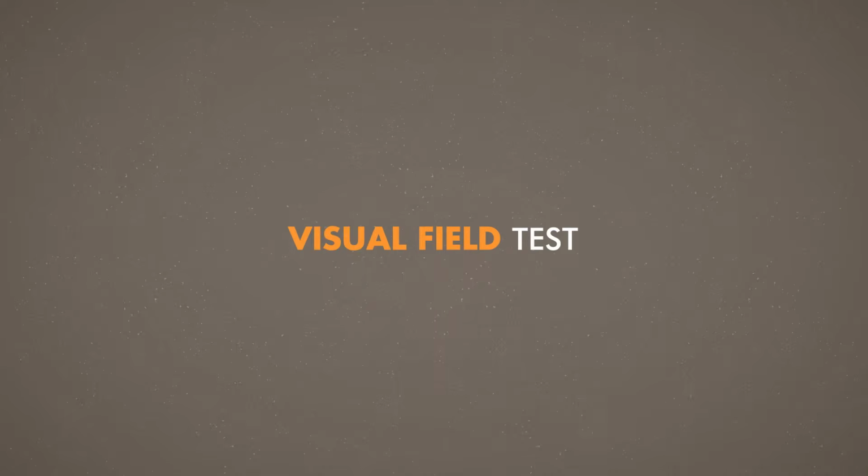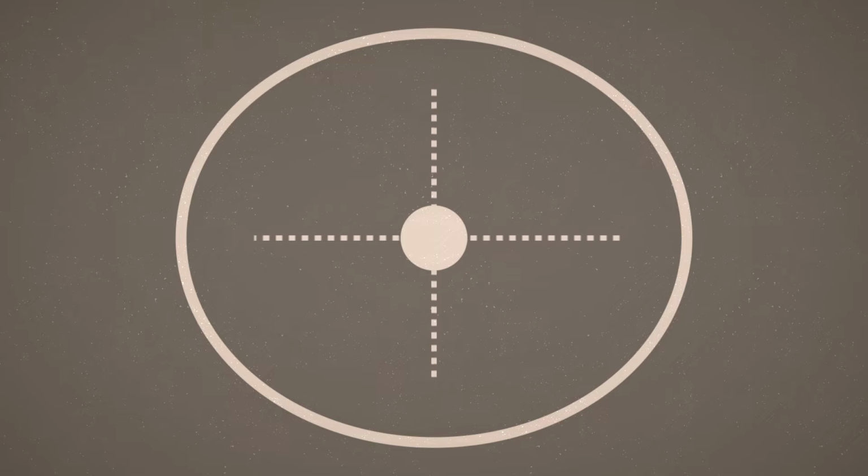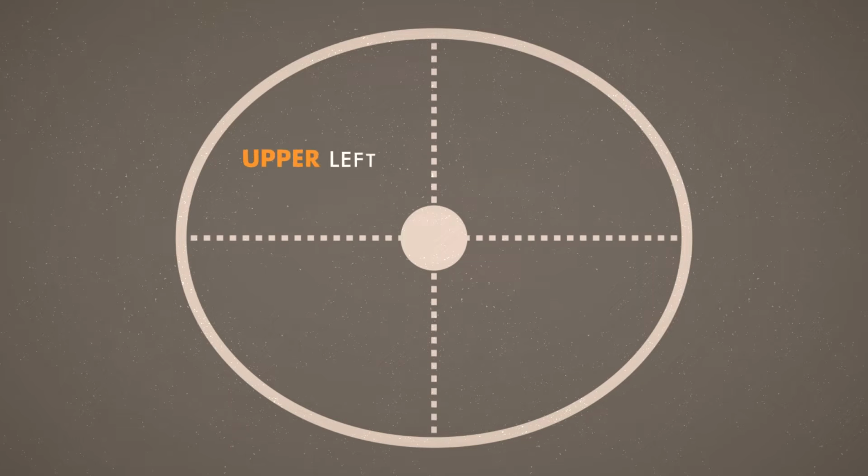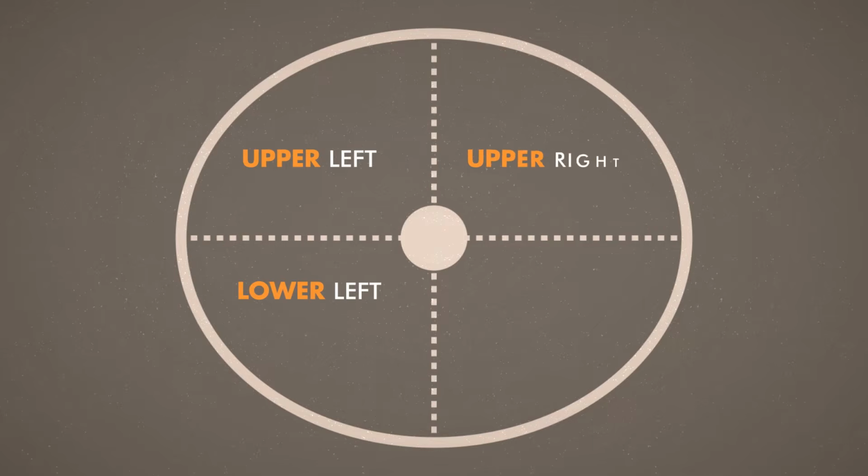The visual field test is next. With this, we are looking for partial or total vision loss. A visual field can be defined as the entire area that can be seen when an eye is fixed on a central point. The visual field can be divided into 4 quadrants: upper left, upper right, lower left, and lower right. Both eyes must be tested separately.